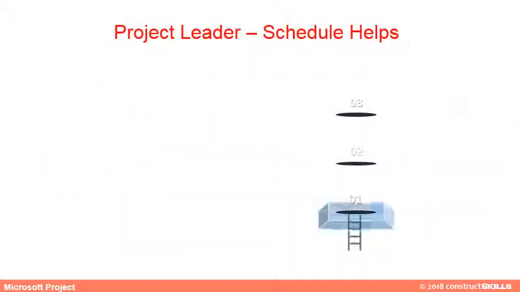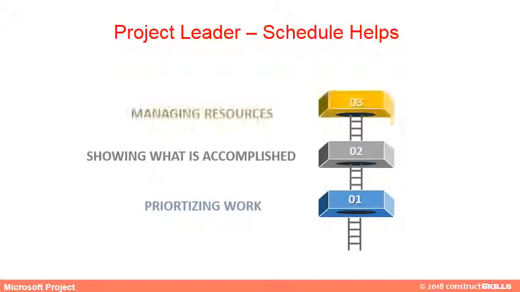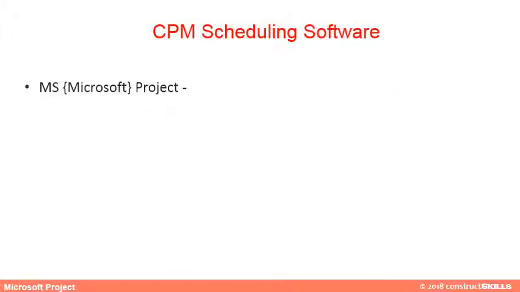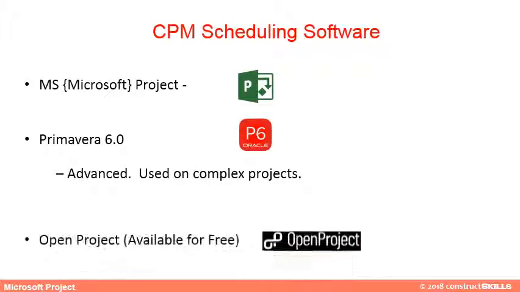Schedule helps in prioritizing work, showing what has been accomplished, and helping manage resources. The three commonly used scheduling software are MS Project, Primavera P6, and Open Project. In this guide we will be learning how to use MS Project.